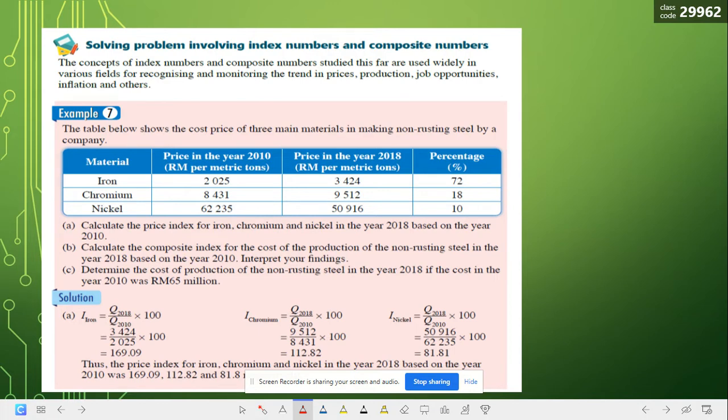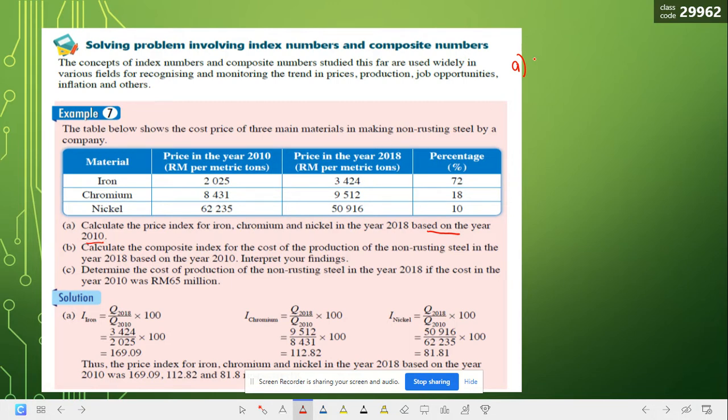For question A, they ask you to calculate the price index for iron, chromium, and nickel. So that means you have to calculate the price index one by one. For A, let's start with the first one. They said it is based on the year 2010.